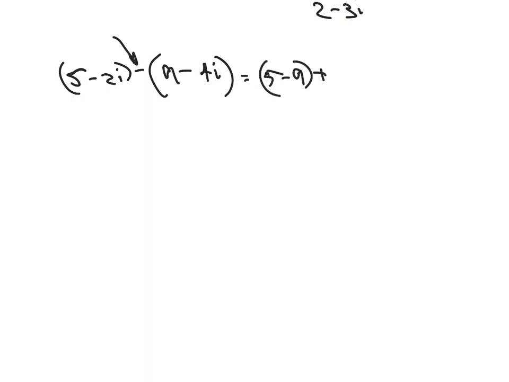Okay, this is example 12, bottom of page 557. 5 minus 2i minus 9 minus 4i. Again, it doesn't matter if that minus sign is there or not. So we take our real part. Then we have a plus. And then we have negative 2 plus 4i.